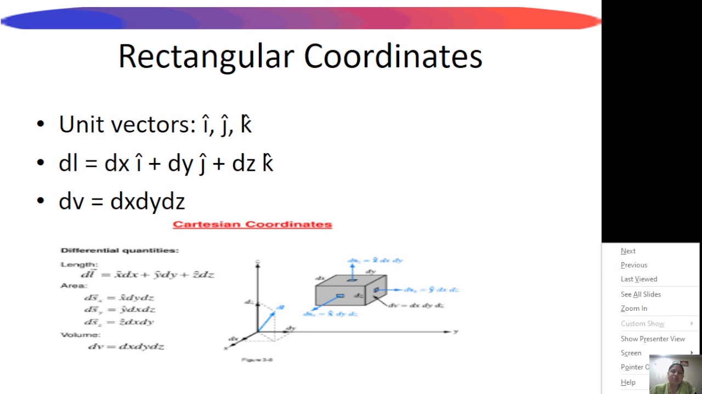First we are going to see about the rectangular coordinates. The rectangular coordinate system uses x, y and z axes. Unit vectors i, j and k represent directions along these axes. Differential length and volume elements are defined using dx, dy and dz. This system is simple and easy to visualize.